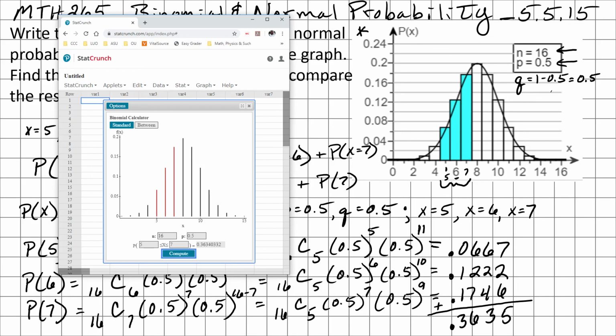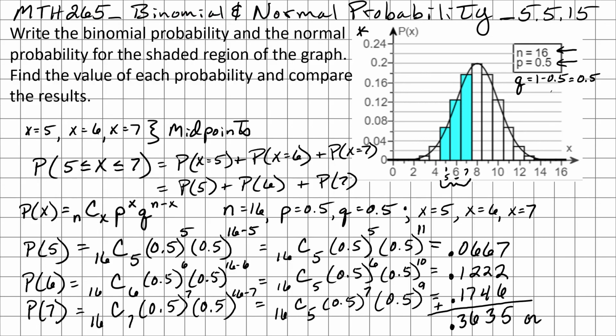So it's a little off from what I got. I got 0.3635, and StatCrunch got 0.3634. Close enough. Okay? So that's how we do that. And we're going to leave it as 0.3635, or, and I'm going to write that down, 0.3634.